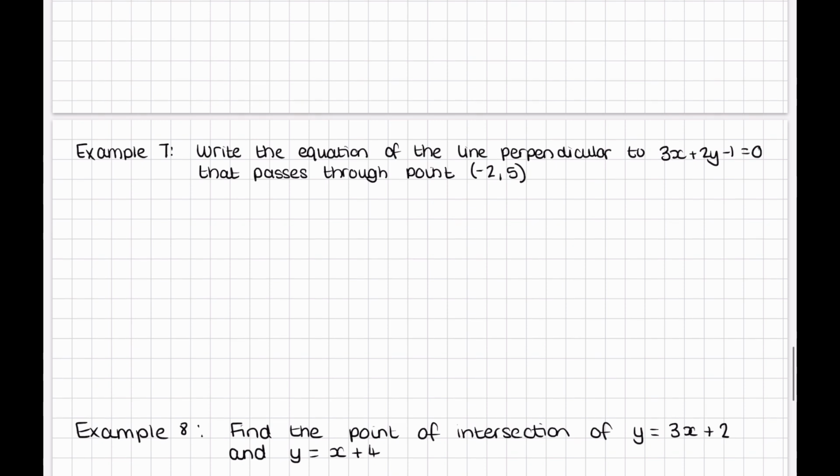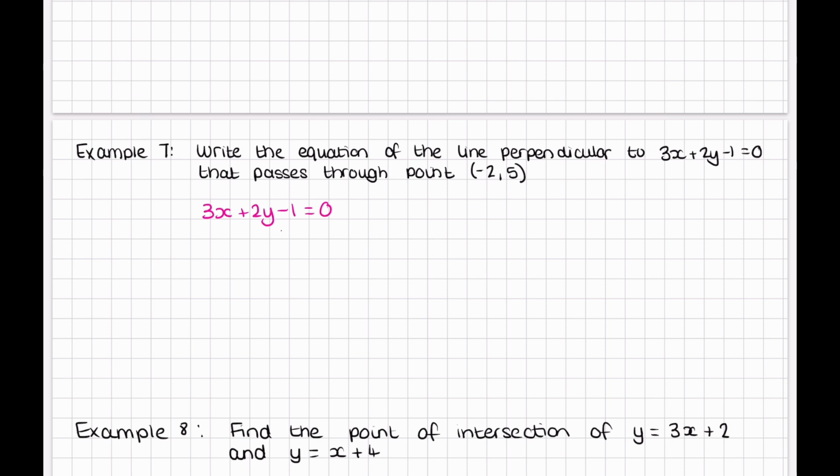Example 7, write the equation of the line perpendicular to 3x plus 2y minus 1 equals 0 that passes through the point minus 2, 5. With this, we want to find the equation, so we need to know the gradient. The easiest way to find the gradient is to rearrange this equation to y equals mx plus c. So we're starting with 3x plus 2y minus 1 equals 0.